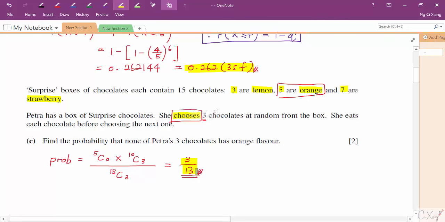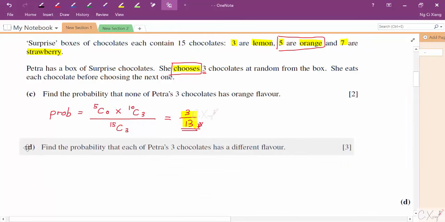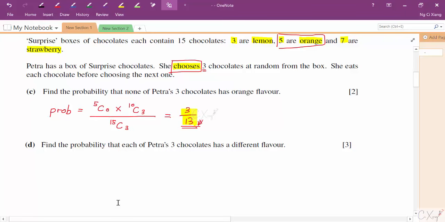And this is how we solve it. Okay, then part number 4, part D. Sorry, I think I made an error here. For part number C, the answer shouldn't be 3 over 13. The answer here should be 24 over 91. If you press the calculator correctly, it should be equal to 24 over 91. Okay, then only we proceed to part number 4, part D.